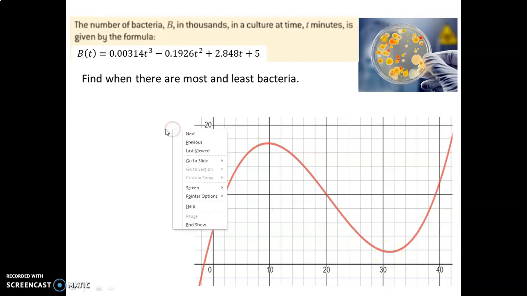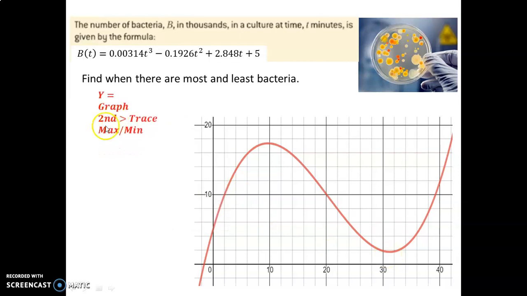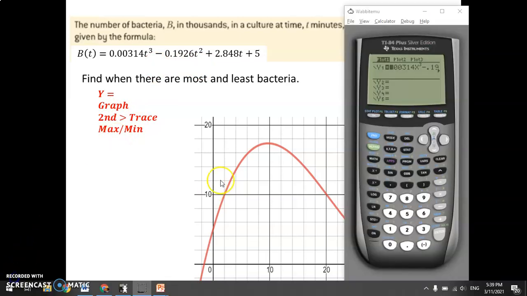Well, you can go ahead and grab your calculator, and on your calculator, you're going to press the y equals button to enter the equation, then you're going to hit graph, and then we're going to use second and trace to find the max and min points. Let's remind ourselves how to do that.